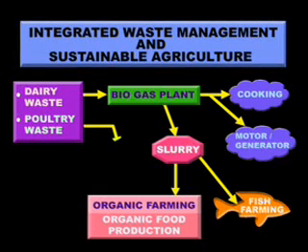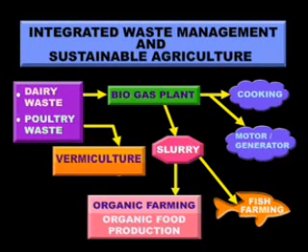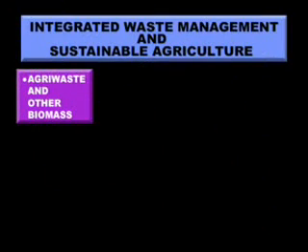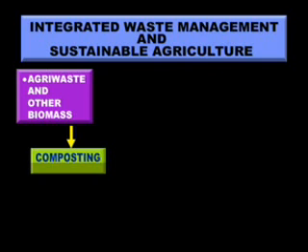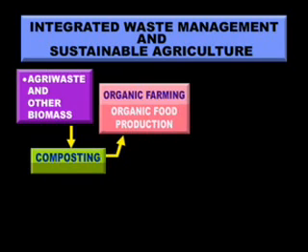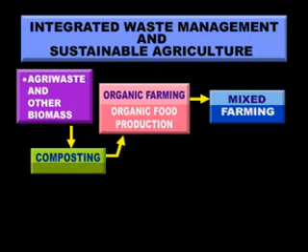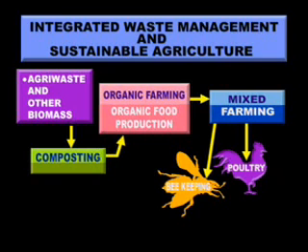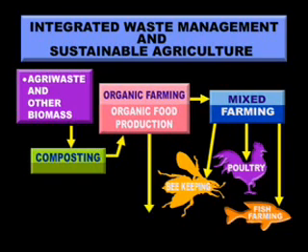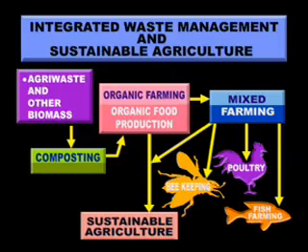Secondly, the agricultural waste can be converted into compost by vermiculture, which can be used for organic farming to produce organic fruits, vegetables, and milk. Thirdly, the agricultural waste and other organic wastes can also be converted into compost by making use of various composting techniques, and the resultant compost can be used for promoting organic farming. Similarly, by adopting mixed farming like beekeeping, poultry, and fishery, we can successfully achieve the target of sustainable agriculture.